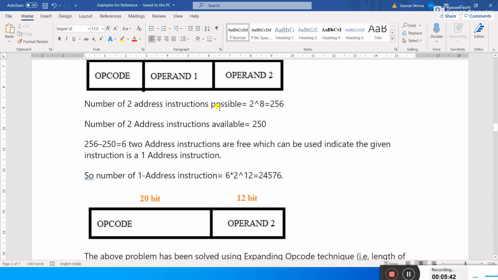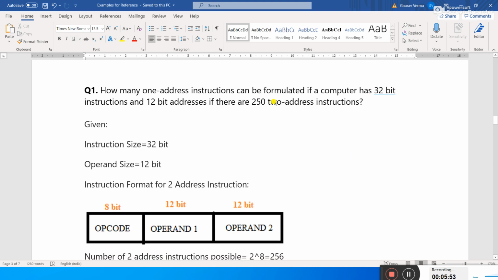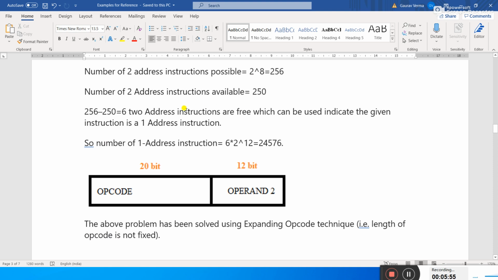Because the number of two address instructions available is 256, and in this question we have already got the value as 250, we will check 256 minus 250. We will get the two address instructions which are free and can be used as one address instructions. So in a one address instruction, 6 locations are free, and this is the value.